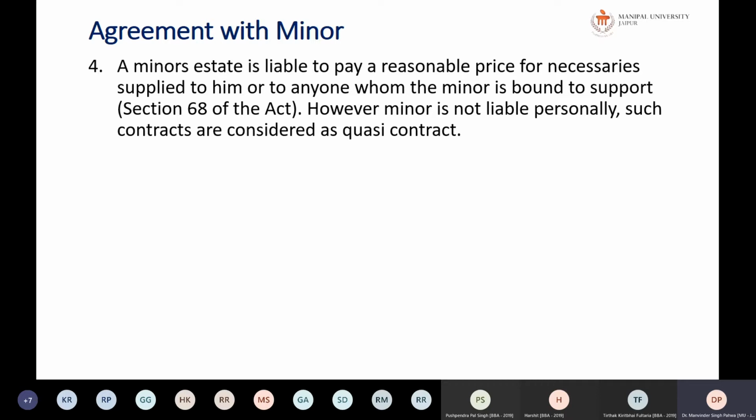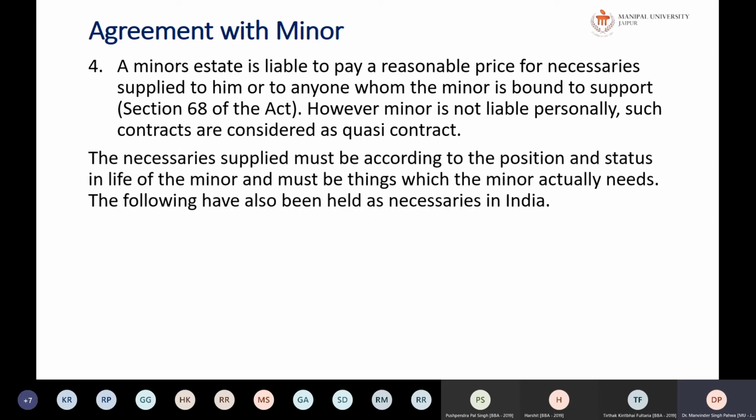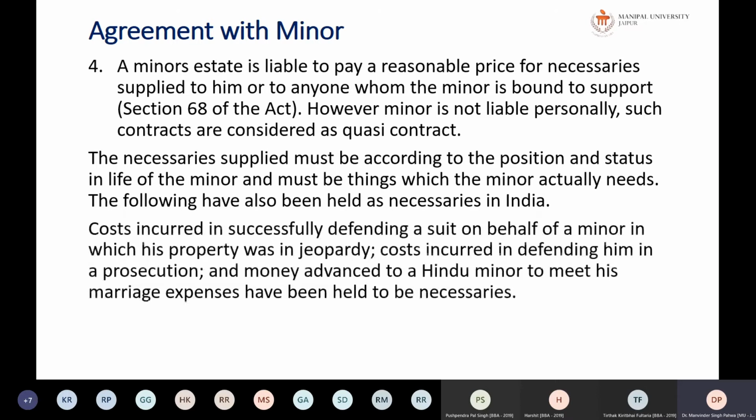So in that case, it will be applicable. So necessity supplied must be according to the position and the status of the life of the minor, and must be the things which the minor actually needs. Following have also been held as necessity in India: cost incurred in successfully defending a suit on behalf of the minor in which the property was in jeopardy, cost incurred in defending him in a prosecution, and money advanced to a Hindu minor to meet his marriage expenses have also been held to be necessities in India.